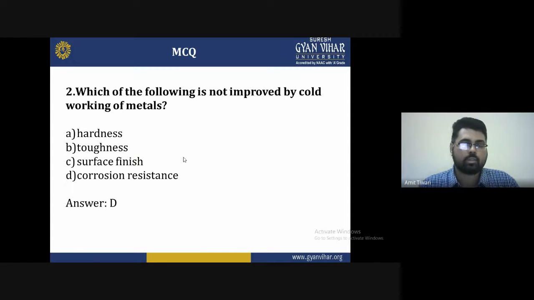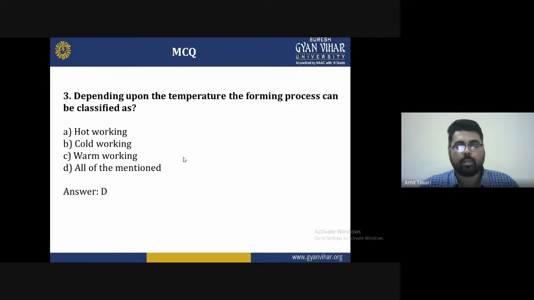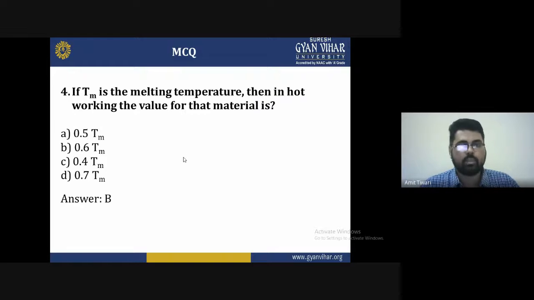Second question: which of the following is not improved by cold working of metal? A, hardness, B, toughness, C, surface finish, D, corrosion resistance. The correct answer is D, corrosion resistance is not improved by cold working of metal. Third question: depending upon the temperature, forming processes can be classified as: hot working, cold working, warm working, and all of the mentioned. The correct answer is D, all of the mentioned are true for the temperature-based forming of metal.